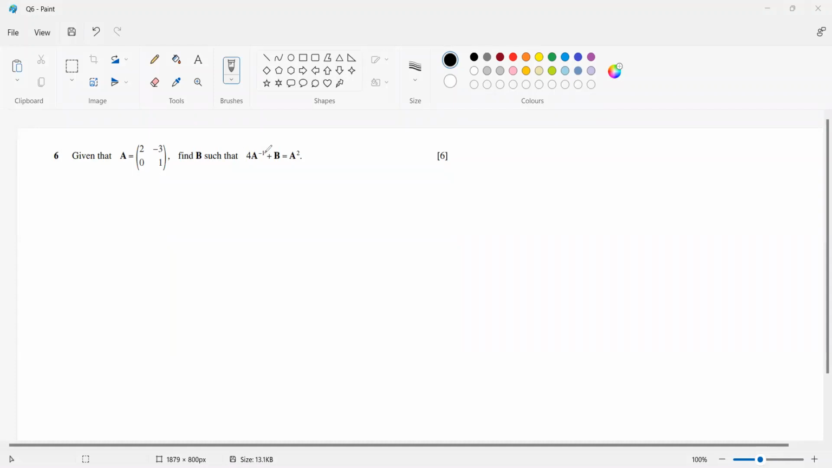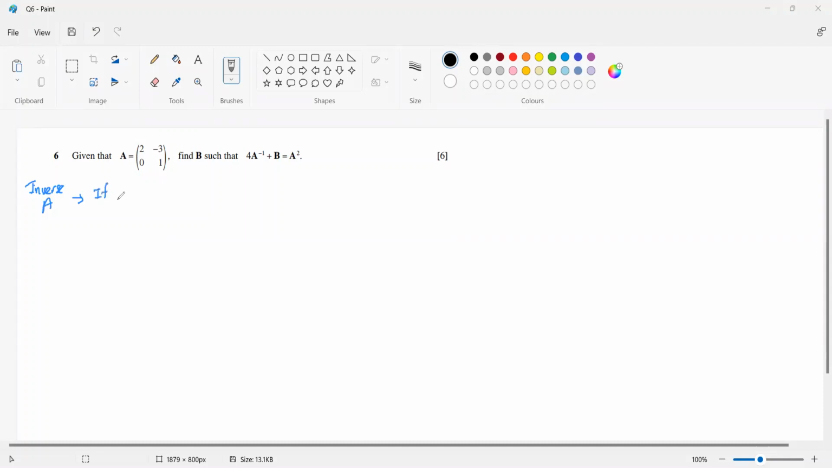4 times the inverse matrix of A plus B is equal to matrix A squared. Okay, so we need to compute two things. Generally, when we want to find the inverse of the matrix A, we call it the inverse of A, yeah? The formula goes like this.